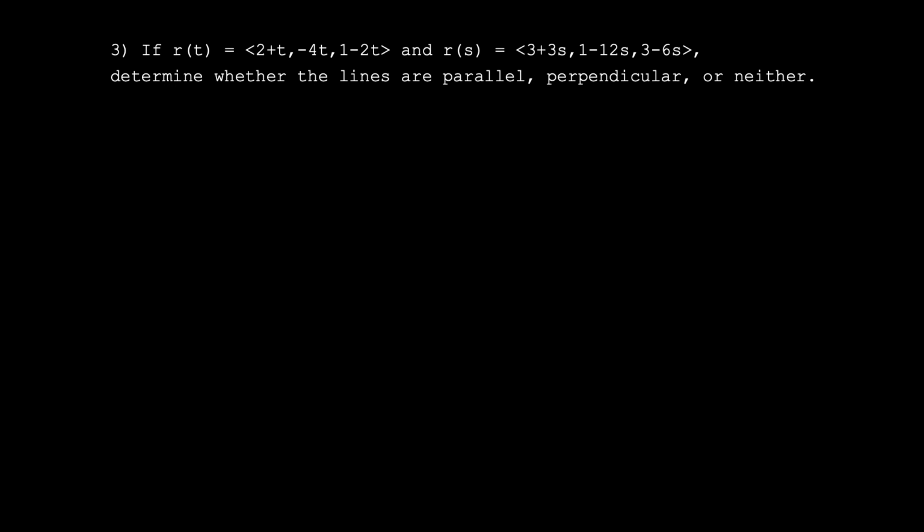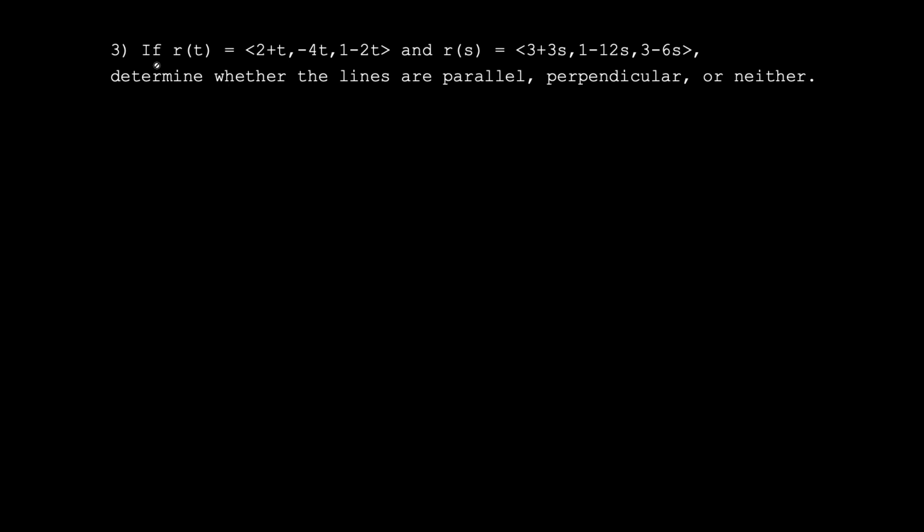Next up, we're going to talk about parallel, perpendicular, or neither lines and planes. So in the first video, we talked about parallel, perpendicular vectors. We know that vectors are parallel when they're scalar multiples of each other. And we know that vectors are perpendicular when they are orthogonal to each other, and the dot product is equal to 0.